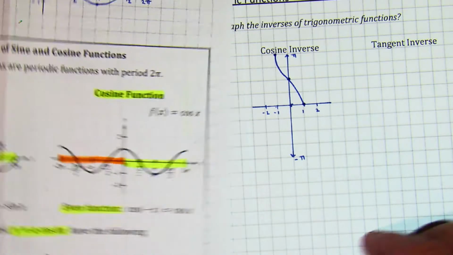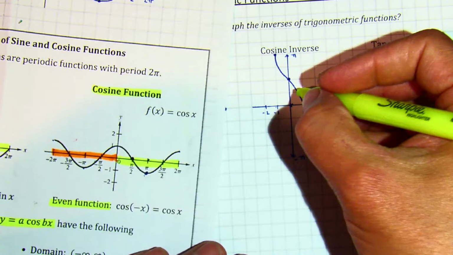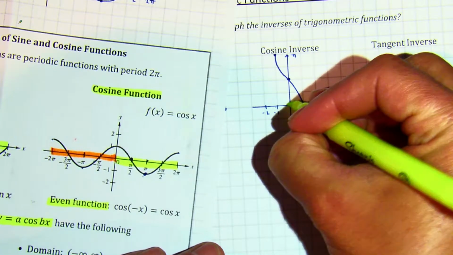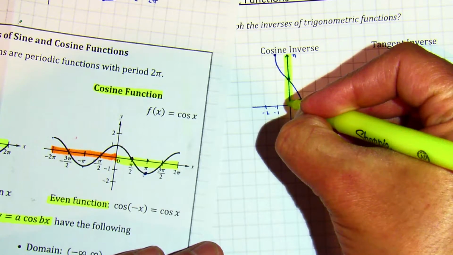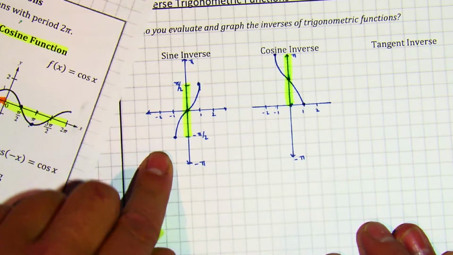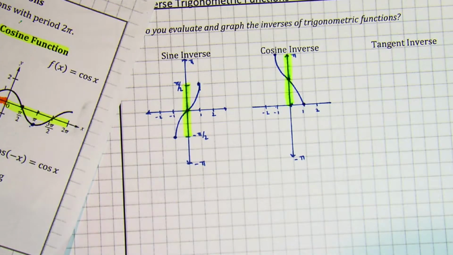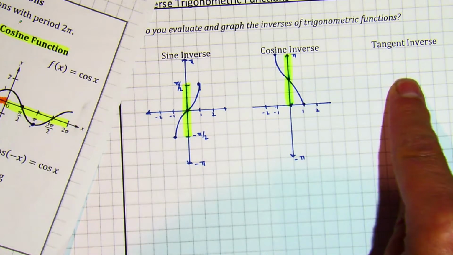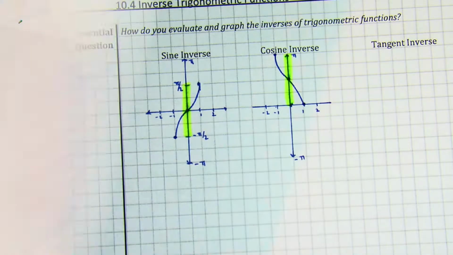So we are restricting our domain for the function, which will be now our range, to be from 0 to pi. Where for sine, we restrict it to be from negative pi to pi. So that way we end up with inverse functions. And for tangent, we are going to go back to your tangent function.